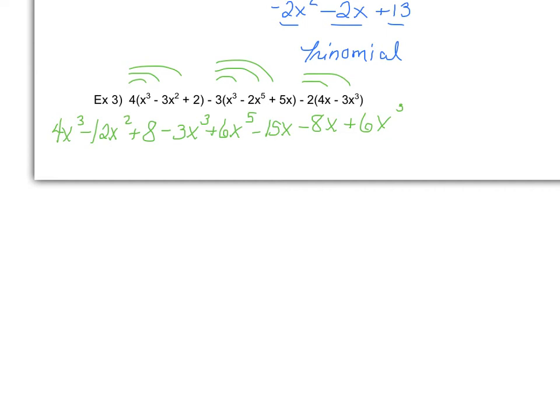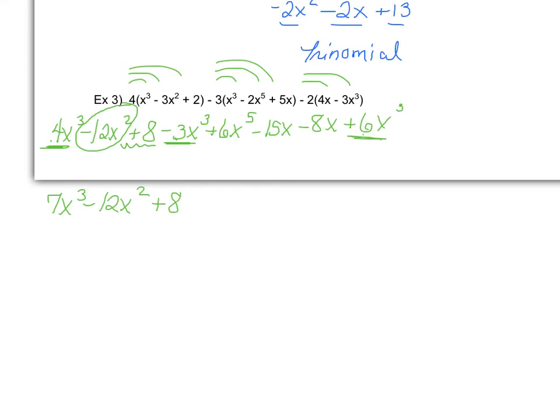Once I've distributed everything, again paying attention to those signs, I'm going to say I have an x cubed, a negative 3x cubed, and a positive 6. So again, use your scratch work if you want to. Otherwise, 4 subtract 3 is 1, plus 6 is 7x cubed. And then I have a negative 12x squared. It looks like that's my only x squared term, so it's going to drop down. I don't have anything to combine it with. And then I have a positive 8, and again, it looks like the only term I have that doesn't have a variable, so I'll drop it down.